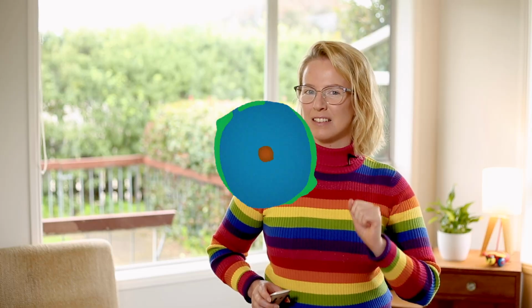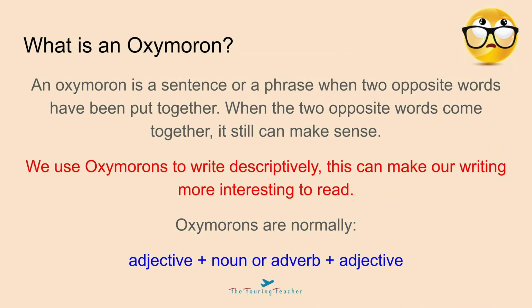Let's get started. An oxymoron is a sentence or a phrase when two opposite words have been put together. When the two opposite words come together, it still can make sense. We use oxymorons to write descriptively. This can make our writing more interesting to read. Oxymorons are normally an adjective plus a noun or an adverb plus an adjective.